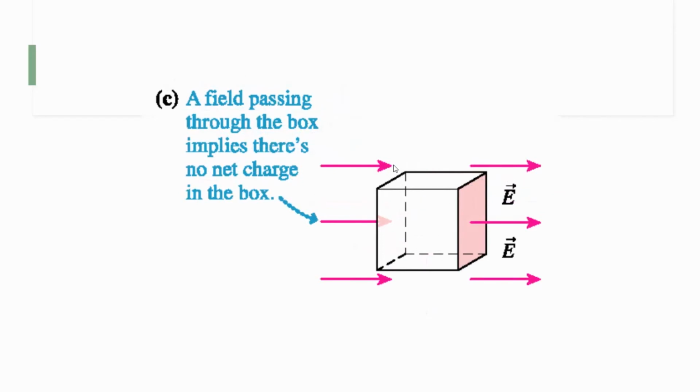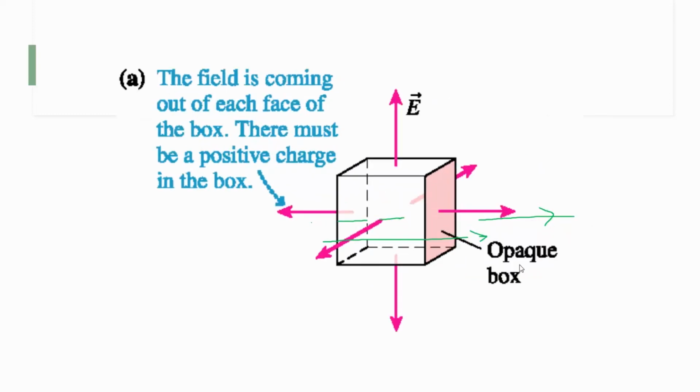Next naman is, a field passing through the box implies there's no net charge in the box. So, what this means is, if may pumasok and may lumabas, ibig sabihin, walang bagay dito na nakaka-affect sa line na ito. So, that means there's no net charge. So, parang, if may charge dyan, mag-move tong electric field. Pero since walang net charge, walang charge sa loob, straight lang siya. So, isang sign nito is kung ano yung pumasok, yun yung lalabas.